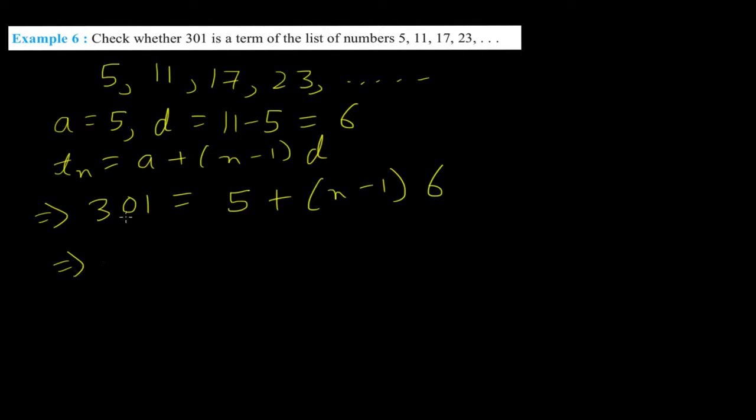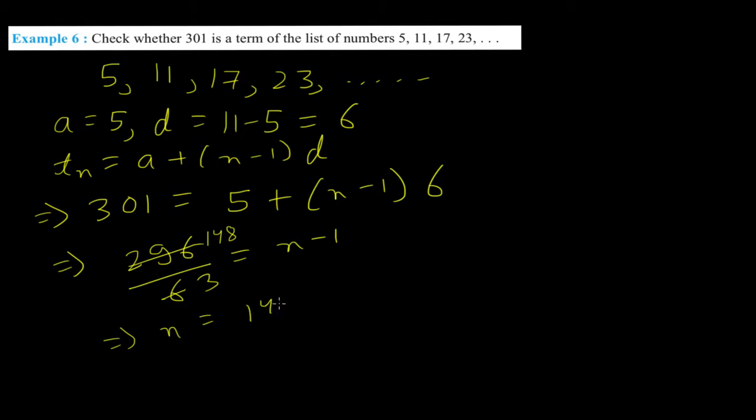So we have 301 is equal to 5 plus n minus 1 times d. So what do we have? 301 minus 5, that is 296. 296 divided by 6 is equal to n minus 1. This will be 148 by 3. So n will be equal to 148 by 3 plus 1, or this will be equal to 151 by 3.